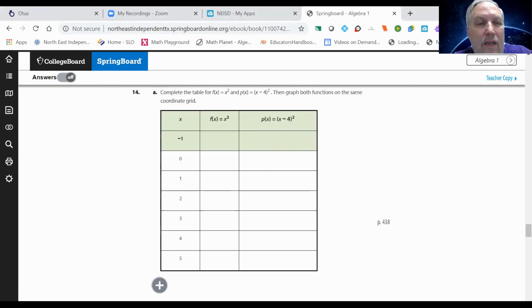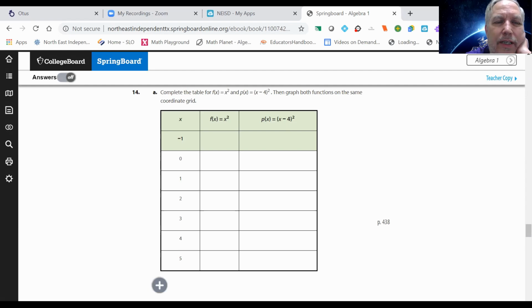Item 14, complete the table for f of x is equal to x squared, and p of x is equal to x minus 4 squared. And again, remember, we're making the change to the value that's being squared. So therefore, it's going to be a translation that's left or right. Since it's a negative value, it should be to the right, based on what we learned before on translations. All right, so let's just see if it works out.